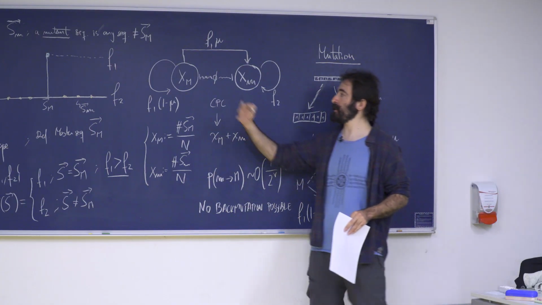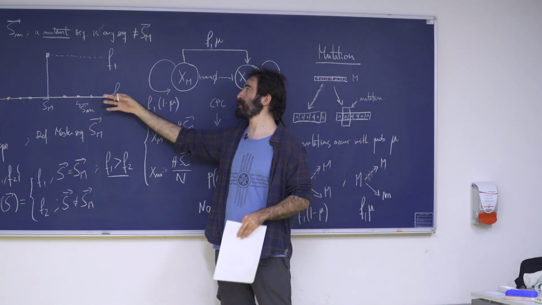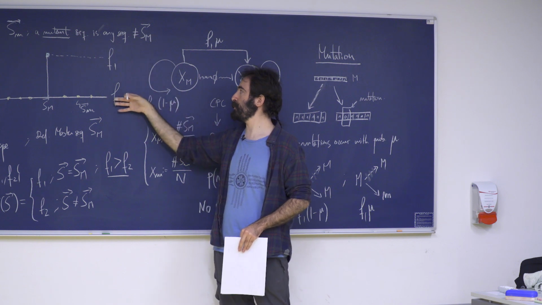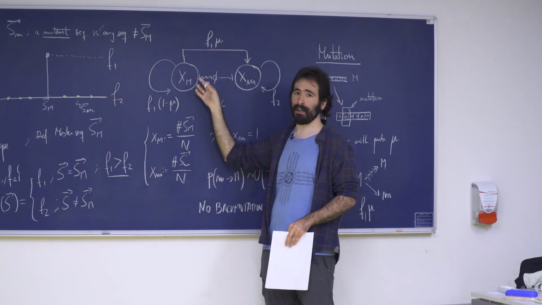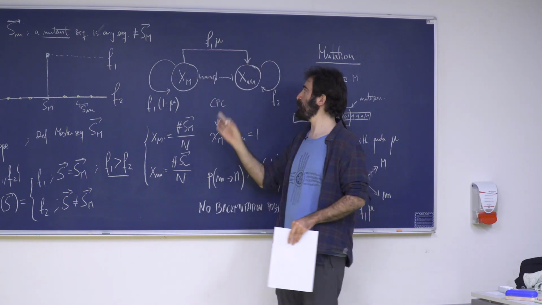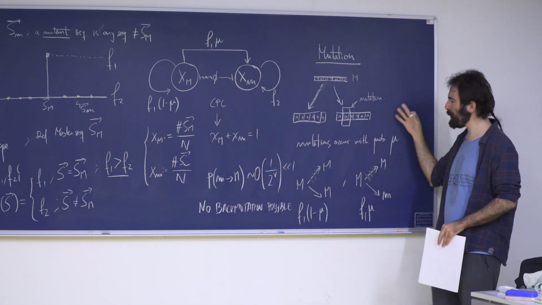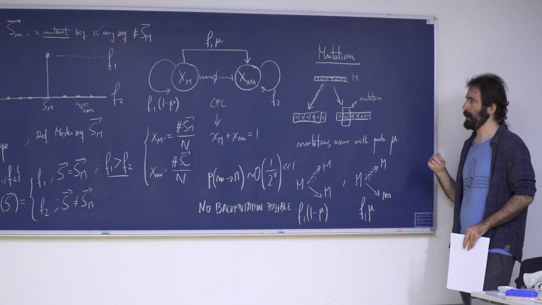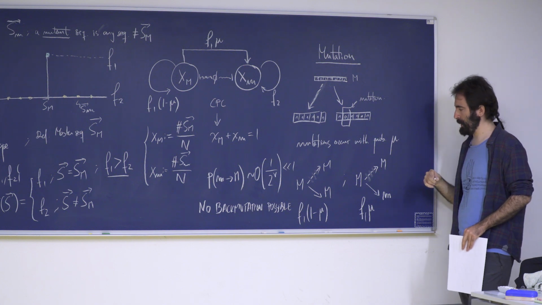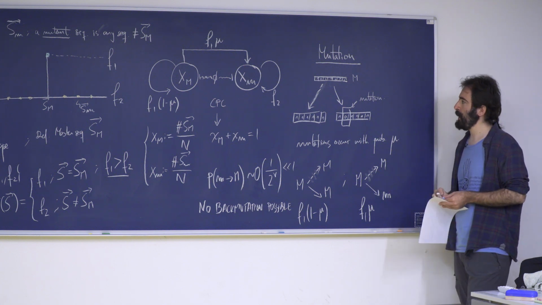Remember, the fitness landscape gave us two real values, f1 and f2, right? f1 for the replication rate for the master sequence, f2 for the replication rate of the mutants, and the mutation rate, which we will talk about in depth and more in the next minutes.